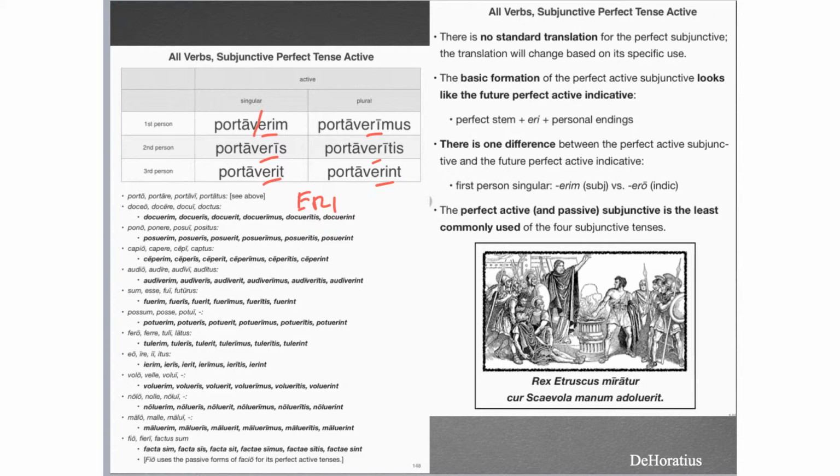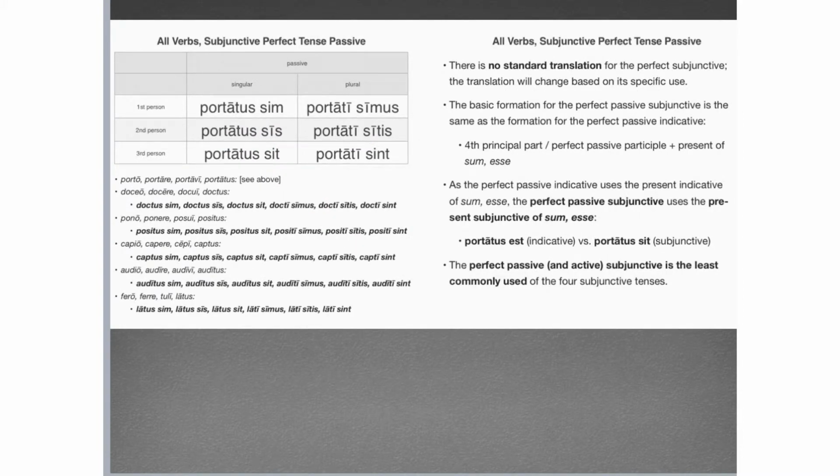Part of that is because the perfect subjunctive is by far the least commonly used, and so they can afford to use that form that they don't like the sound of. Shifting to the passive, and these are the new forms.